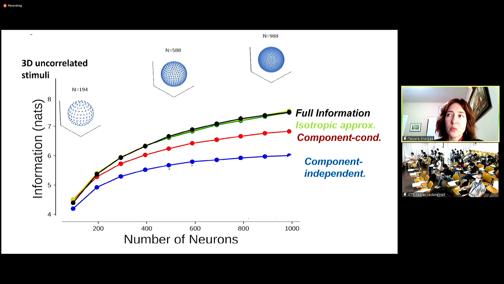And then we are trying to check this with our three approximations. The isotropic approximation should be exact in this case because the stimuli are isotropic. And then there are approximations to this, which are component conditional and component independent. One can see in practice that these are less accurate, but still preserve about 80% of the information for a large number of neurons. And once again, the advantage of these approximations is that they should work in the case of real neurons that have some noise correlation, whereas this full information will be affected by the presence of noise correlations. Any questions about this simulation?